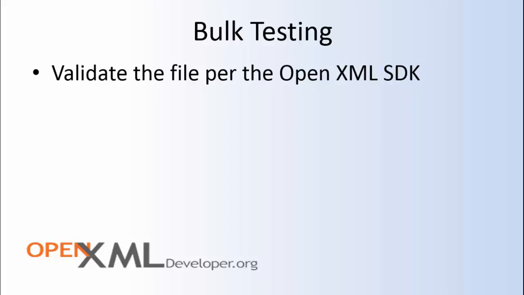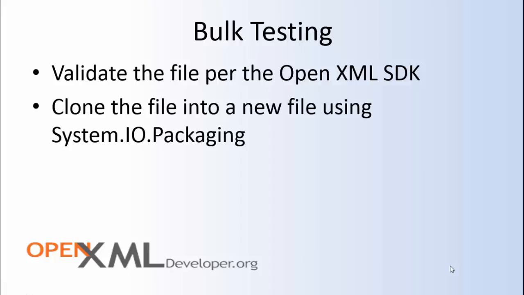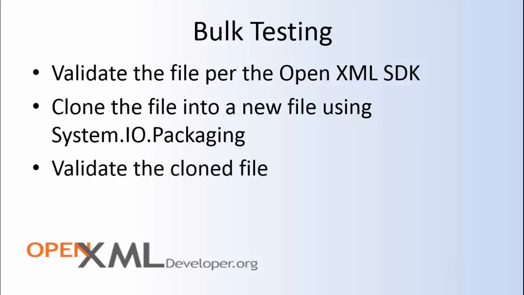This opens the file using the Open XML SDK, which is based on and uses the new SystemIOPackaging. It then validates the file. The test validates against Office 2007, 2010, and 2013. It then stashes away the results of this validation. Then it clones that file into a new file using SystemIOPackaging. It iterates through all of the parts and relationships in the original file and copies them over into the new package. It then validates this cloned file.